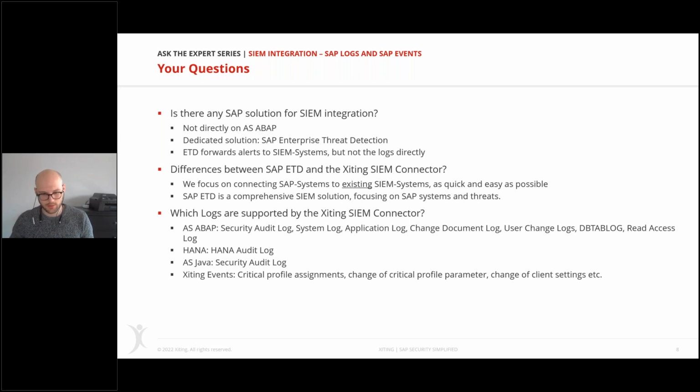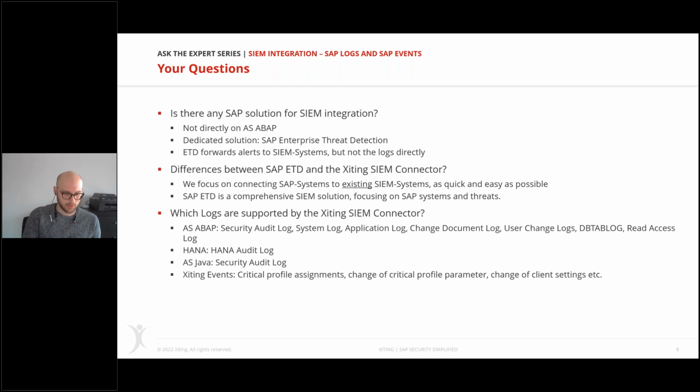Other questions went in the direction of the Xiting SIEM connector, because we have our own solution for connecting SIEM systems to solve the problems that I previously presented. And some of our customers didn't really understand where the differences are. So they know there's this Enterprise Threat Detection, and they know we have our own SIEM connector. They read something on our website, and they did not really understand where they differ.